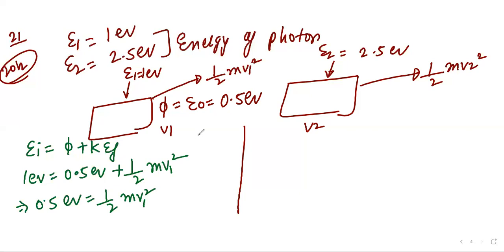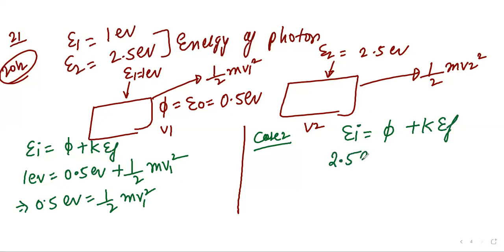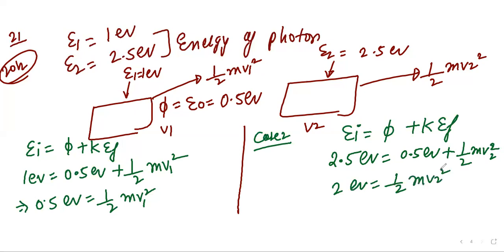And for the second one, write for the second case also. This is your case 2. So initial kinetic energy is equal to phi, the work function, plus final kinetic energy. The initial energy given is 2.5 electron volt, equal to phi, which is given. The metal is the same, so the work function will be the same. Kinetic energy is 1 upon 2 m v2 square. Subtract these, so you will get 2 electron volt equal to 1 upon 2 m v2 square.